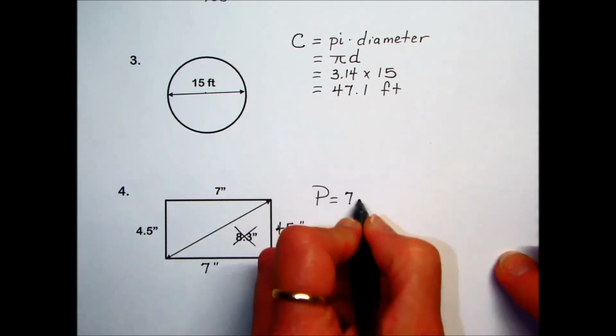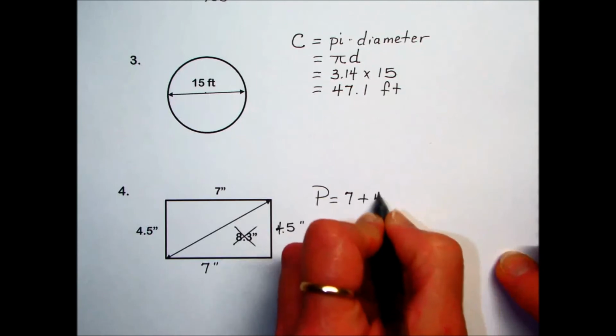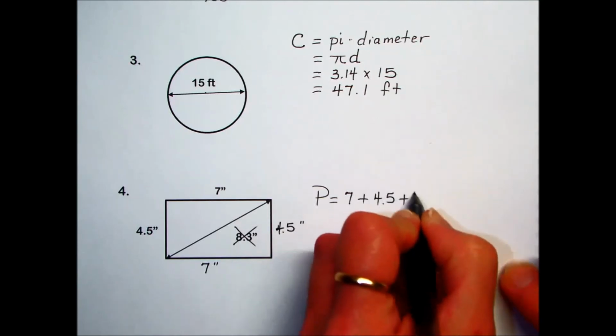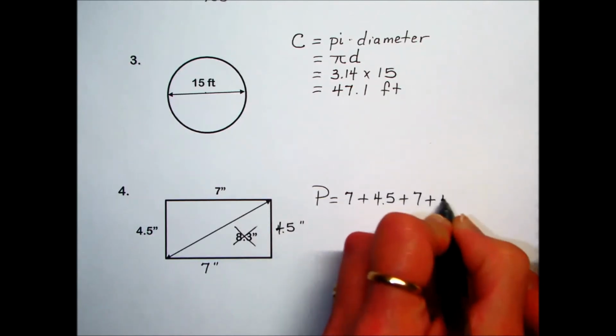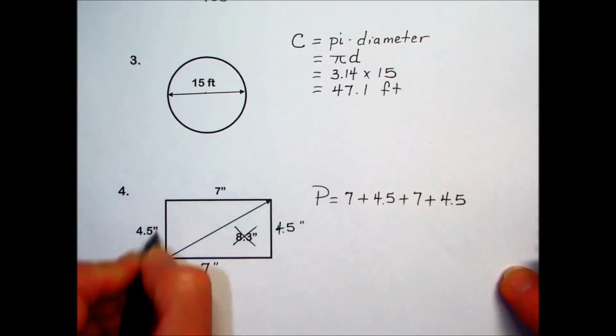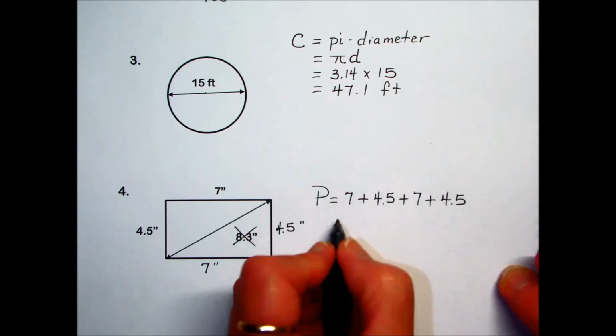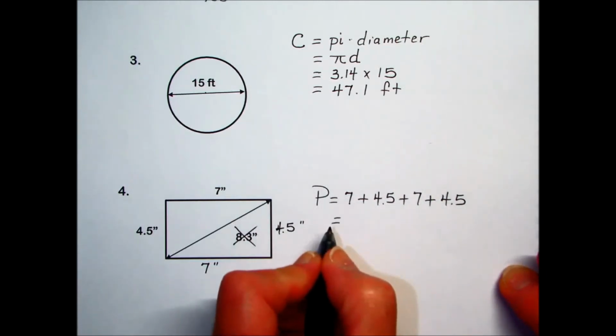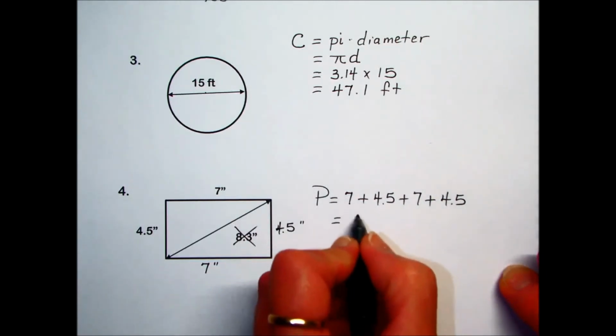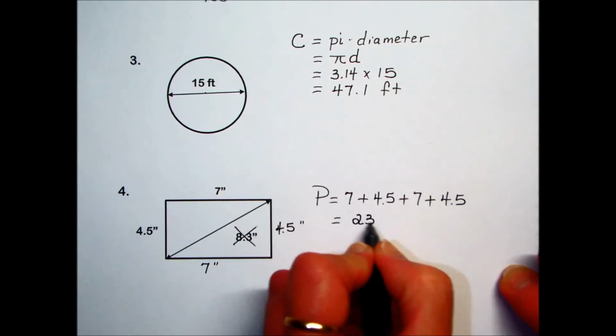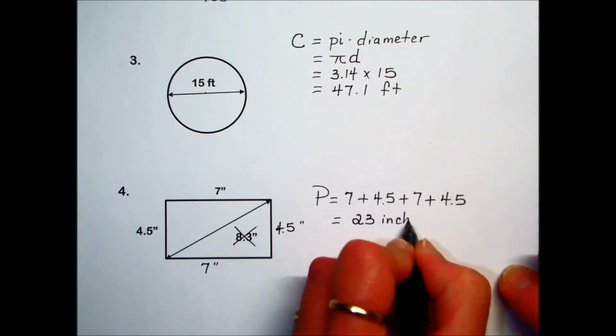So we're going to take 7 inches plus 4.5 inches, 7 inches for the bottom, and to round this out to complete the figure, another 4.5. Adding those together gives us a sum of 23 inches for the perimeter.